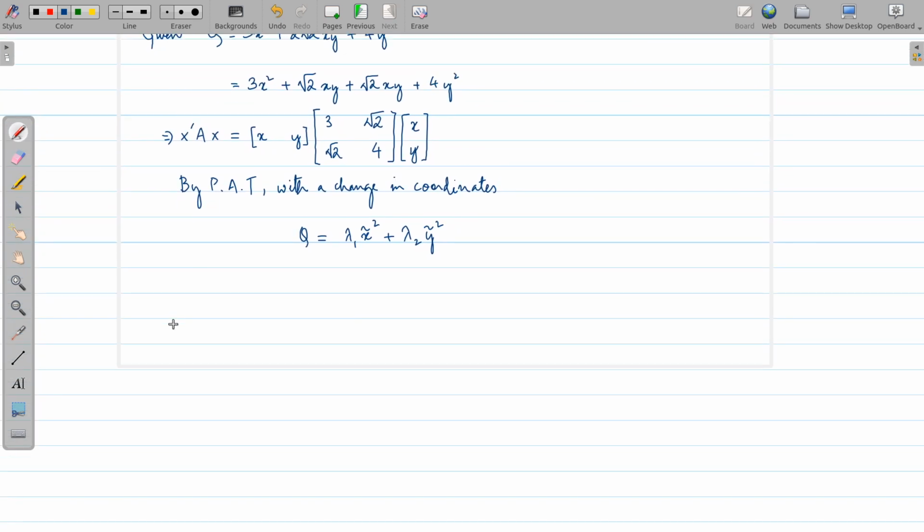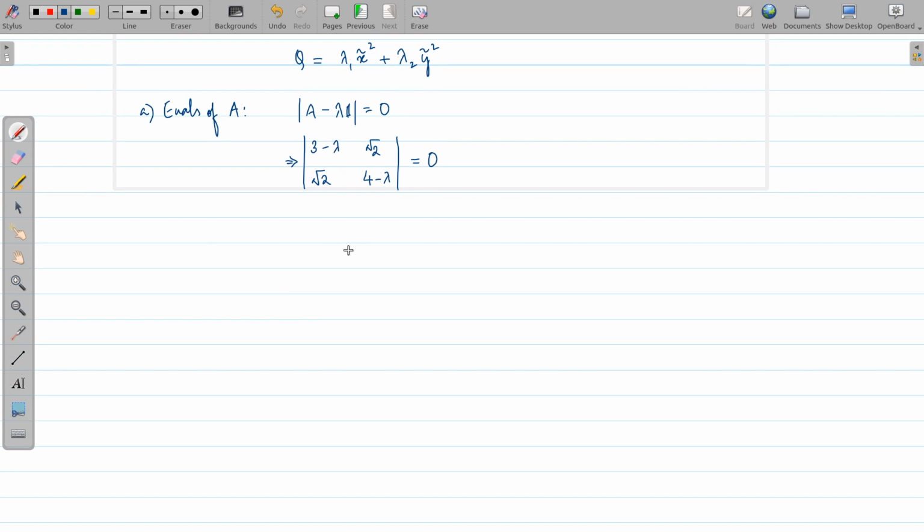That is easy. So first, to solve the first problem, we need to find the eigenvalues of A. That is again straightforward. The determinant of A minus lambda I is equal to 0. So we have over here 3 minus lambda, root 2, root 2, 4 minus lambda. This is equal to 0.